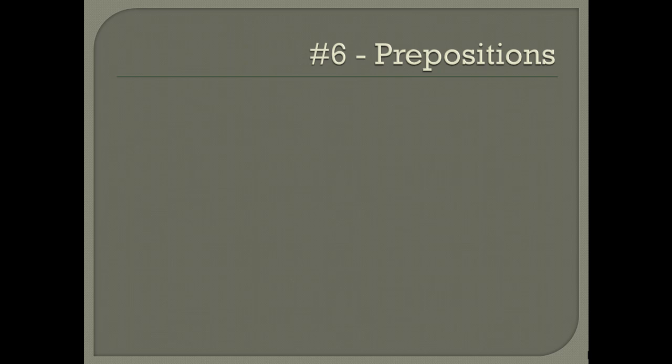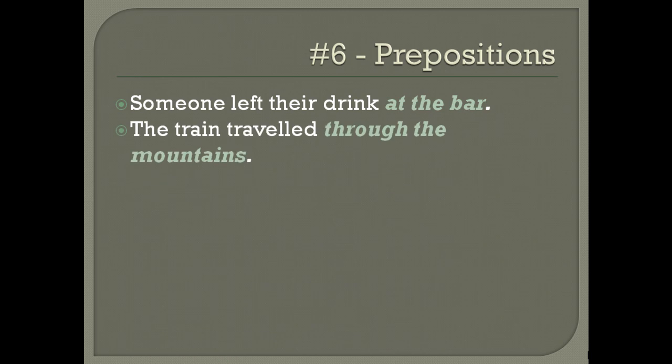Prepositions are often used to modify space and time, although they can certainly do more than that. Consider how space and time are altered in the following sentences. Someone left their drink at the bar. The train traveled through the mountains. We will arrive at 3:30.